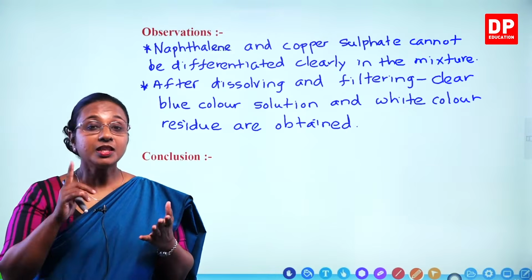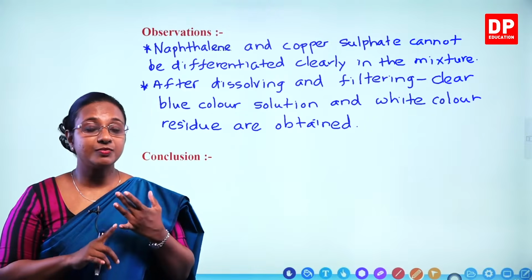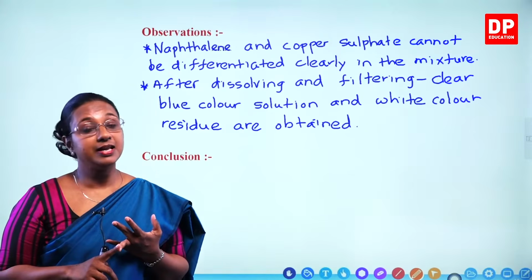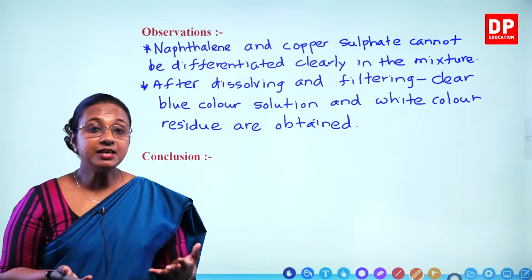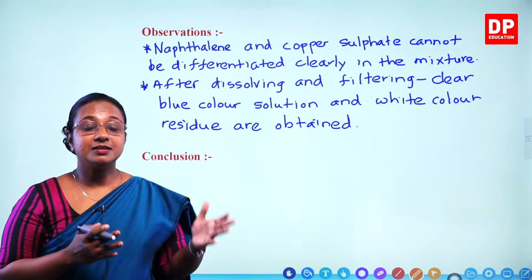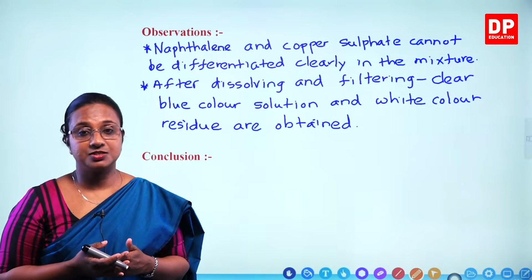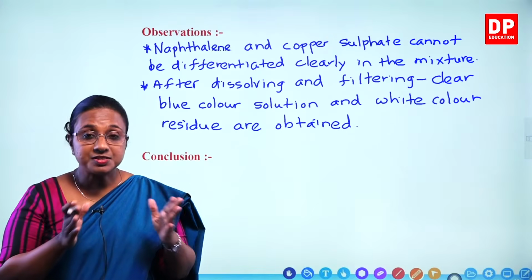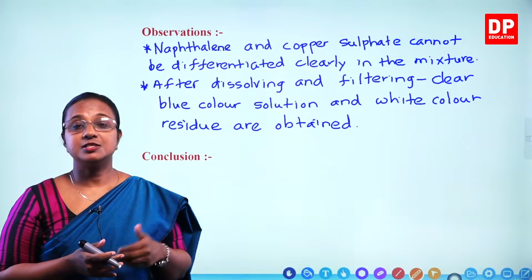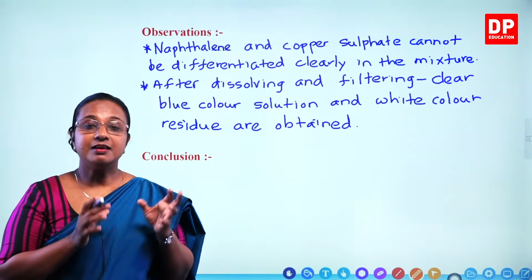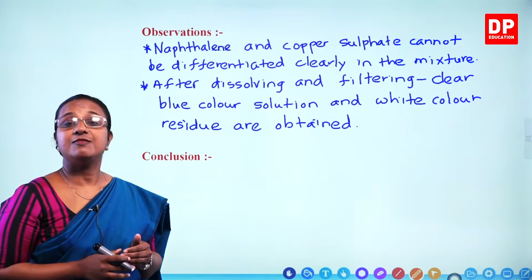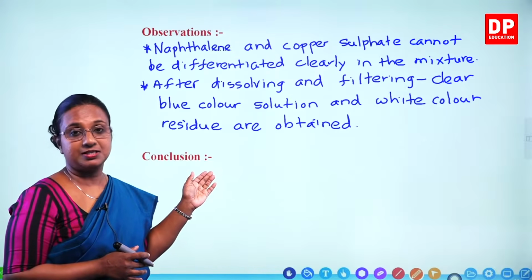And also, initially you saw that naphthalene was a white color crystalline powder and copper sulfate is a blue color crystalline powder. After mixing and separating, again you get the white color crystalline naphthalene substance. So that means when substances mix together and form a mixture, their chemical properties do not change. They remain the same component. So those are the conclusions that we can get from these activities.